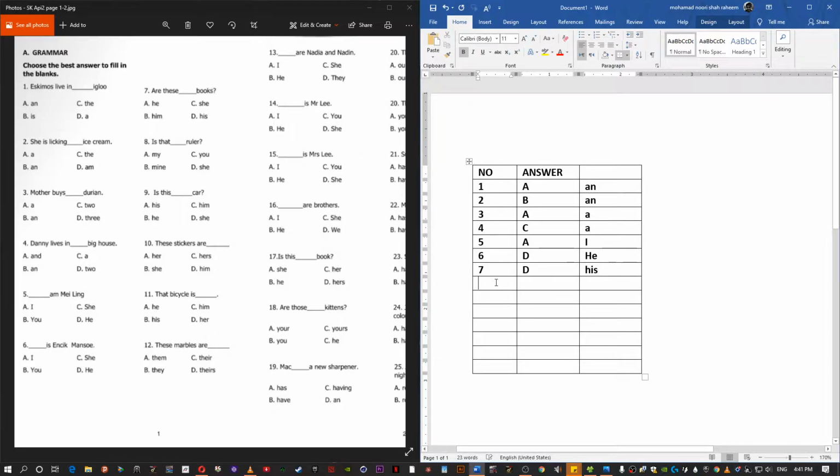Alright. Number 8. Is that ruler my, mine, you, she? Mine lah. Okay. The word is mine. Sebab apa? Kenapa mine? You dengan she memang salah, sebab ruler kan, punya ruler. So you dengan she memang tak betul lah. So it's either my or mine. Macam dalam soalan sebelum ni kita buat, my ataupun mine.